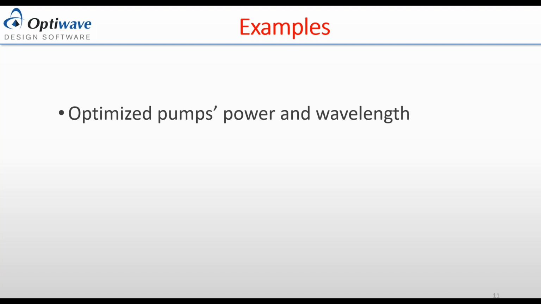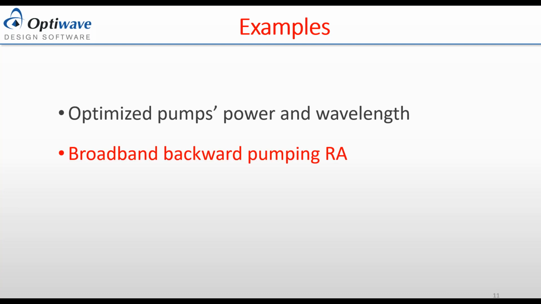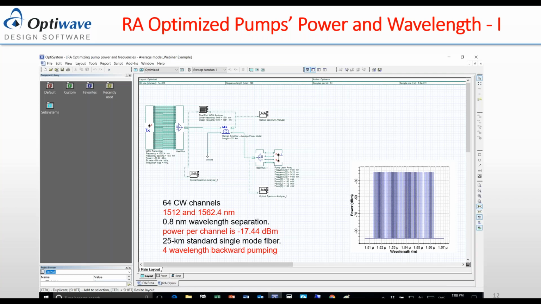The first one is how to optimize the pumps' power and wavelength to enable flat gain amplification of a DWDM system. Then we're going to talk about a broadband backward pumping example where we have signals in the C band and L band, and we allow pump amplification there. And then the last example is Raman gain tilt investigation, which shows how the OptiSystem Raman amplification model can investigate this effect when you have different DWDM signals propagating inside the fiber.